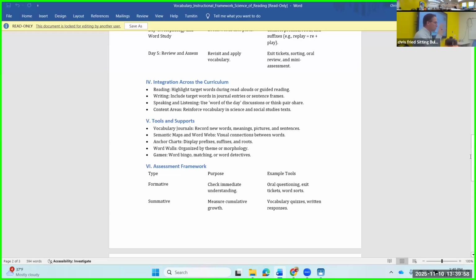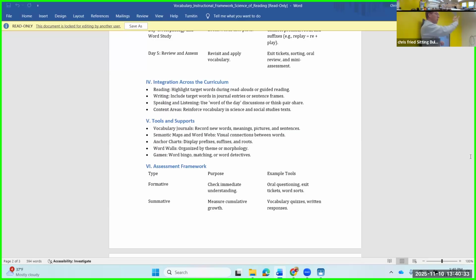So as you integrate this or work to integrate this process across the curriculum, so if we're looking at things for reading component, right? Highlight target words during read alouds or guided reading, so make sure you point those terms out. If there is something that you didn't realize that might be a struggle for students, right? Hopefully you would pick that up from them. Number one, if they're struggling to read it or they're asking questions, then you just have to pause and go back. The writing piece: include target words in journal entries or sentence fragments. So making sure that they use those words.